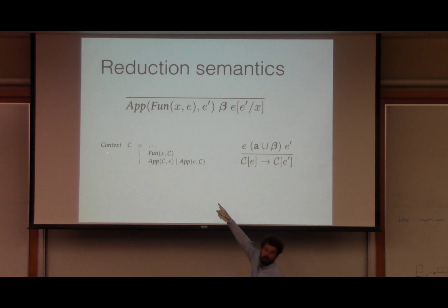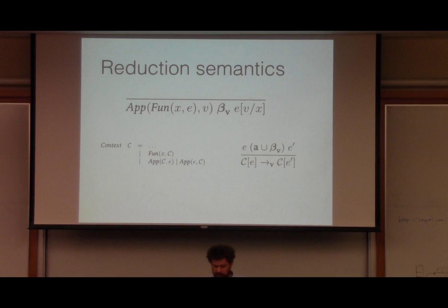We can define the compatible closure of our one-step axioms by taking the union of our laws of arithmetic and beta, and now we get the one-step reduction relation for this language.